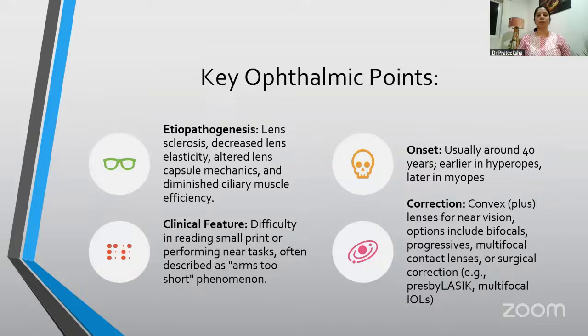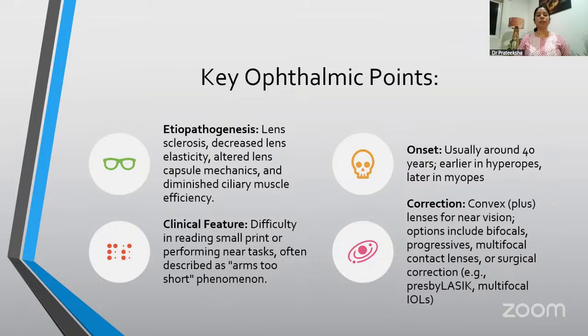Now, what are the key ophthalmic points? Coming to etiopathogenesis, we'll be talking in detail about each of them. Etiopathogenesis says that lens sclerosis, decreased lens elasticity, altered lens capsule mechanics, and diminished ciliary muscle efficiency. Onset is around 40 years, earlier in hyperopes, later in myopes.